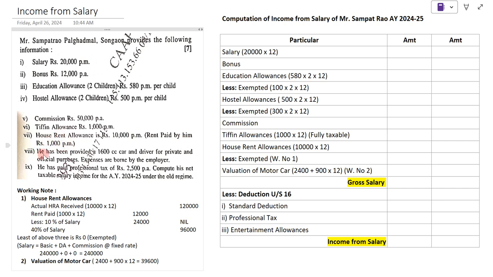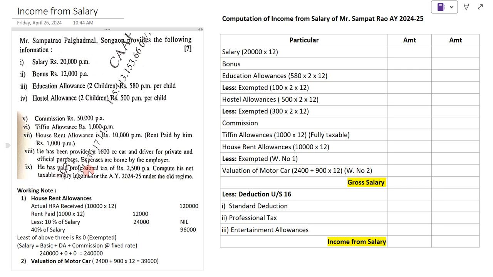Last, he has been provided with a 1,600 cc car and driver for private and official purpose. Expenses were borne by the employer. So he has been provided with the car, the car cc is 1,600, and the car has been used for private and official purpose. Next, he has paid professional tax rupees 2,500 per annum.